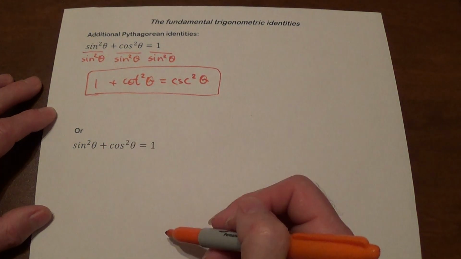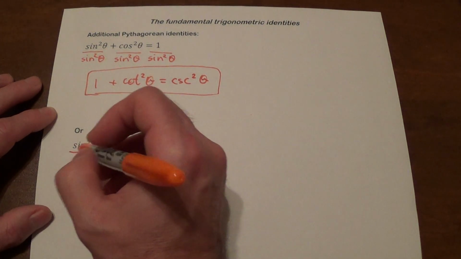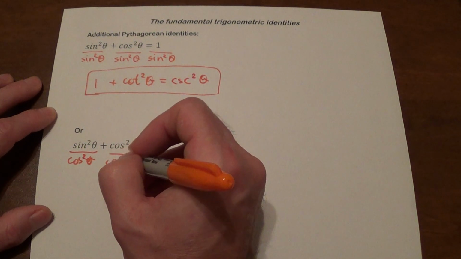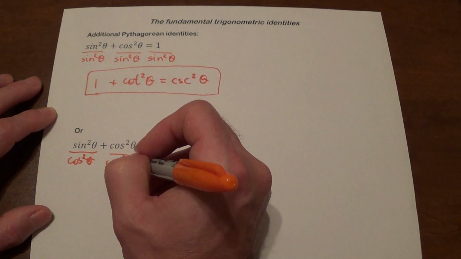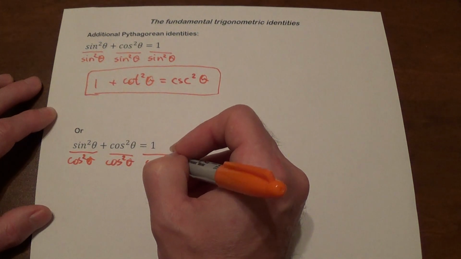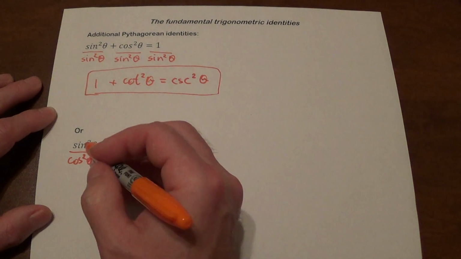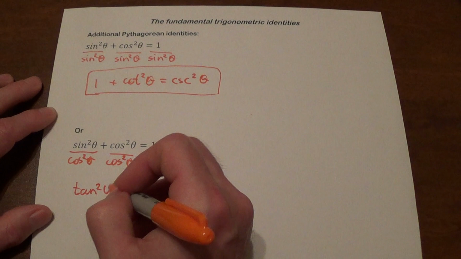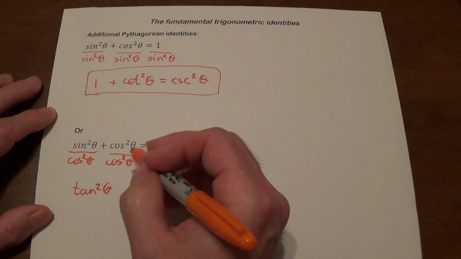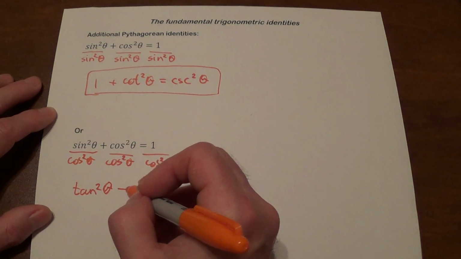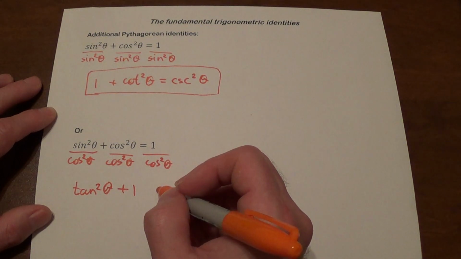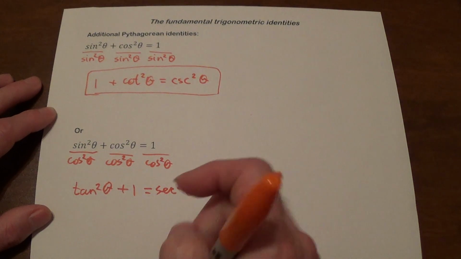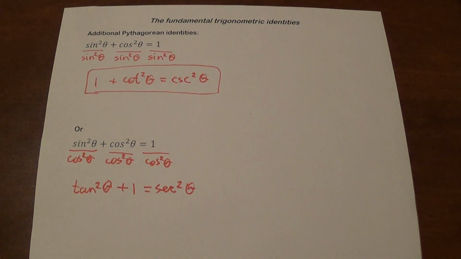If I take this expression and divide both sides by cosine squared theta, I keep saying x, but it's theta in this case, then what am I getting? Sine squared theta divided by cosine squared theta is tangent squared theta. Cosine squared divided by cosine squared is 1. 1 divided by cosine squared theta is secant squared theta. Okay, I hope this was helpful.